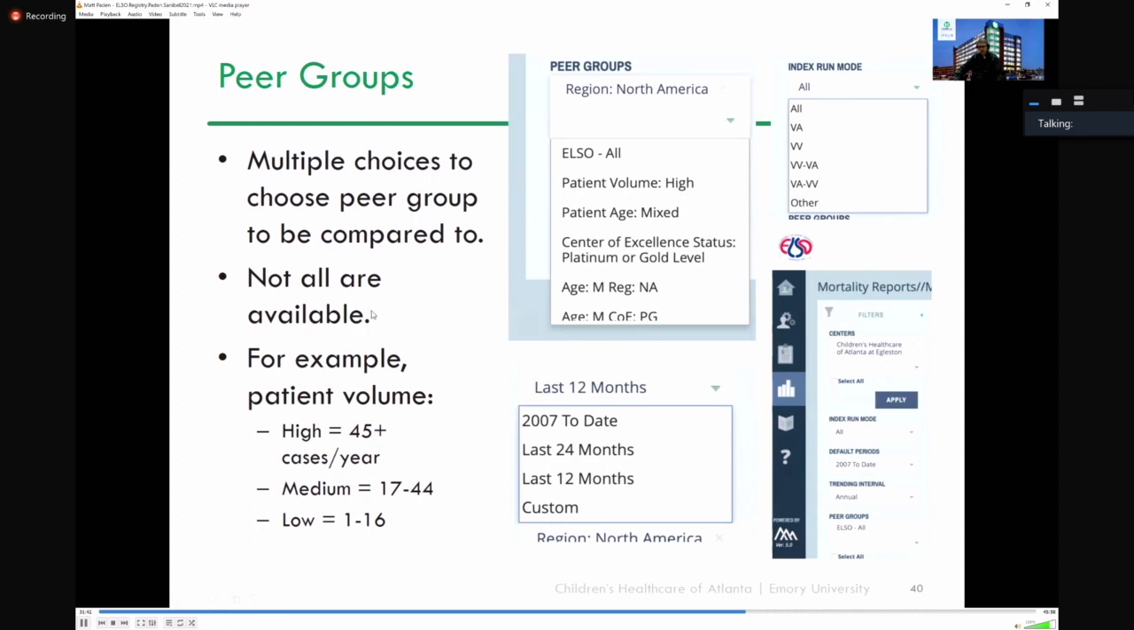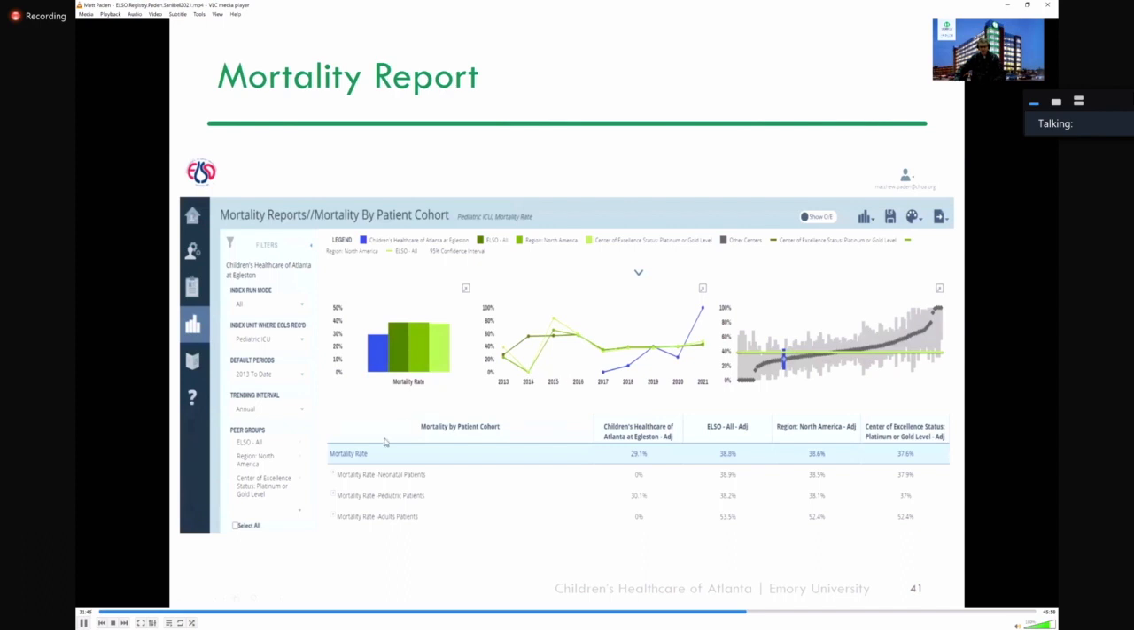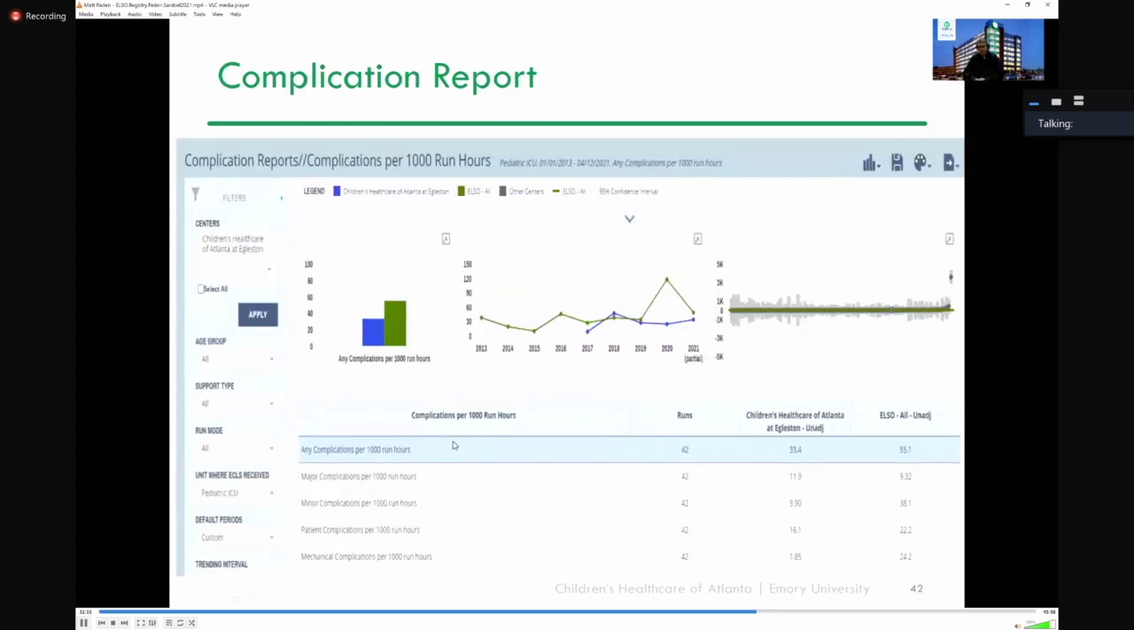So that rather simple graph that I showed you earlier, now if I choose some of these, again, just my pediatric ICU, now I'm comparing myself against all of ELSO, just the North American region, and other centers of excellence. And so you see we've got the ELSO data here in the darkest green. The next darkest green shows the North America region, and the lightest green is Center of Excellence. And so, again, we can compare ourselves to other cohorts, and it allows you to do some benchmarking to see where am I having problems. So that's just the mortality report.